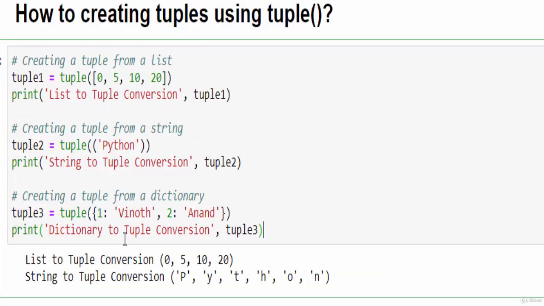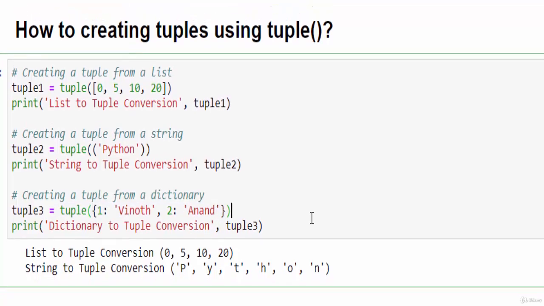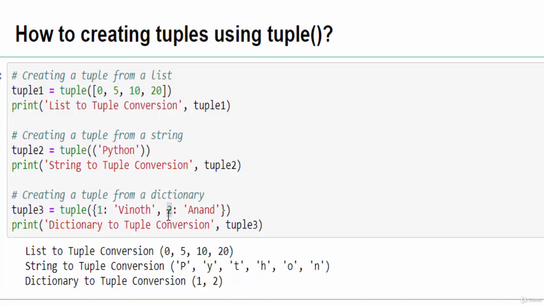Third example, we can convert a dictionary to a tuple. Still we didn't see the dictionary, that will be our next video series. For the time being, a dictionary is mentioned with key and value. One key has the value Vinod and two keys have the value Anand. A dictionary is mentioned within curly braces, and if you mention it inside the tuple method and run it, each key is converted to a tuple. We will see this example once again in the dictionary data type. Just using the tuple method, we can convert from one data type to another data type.